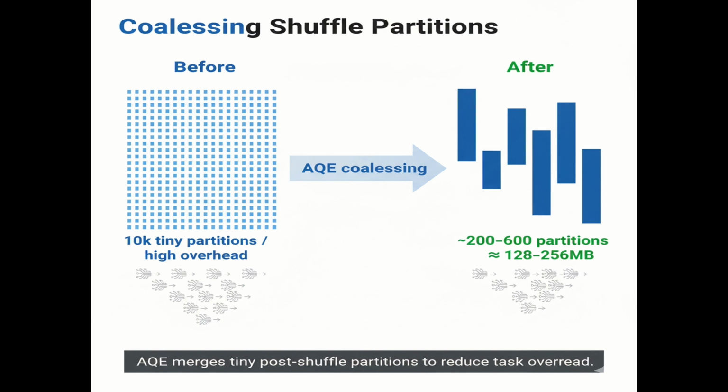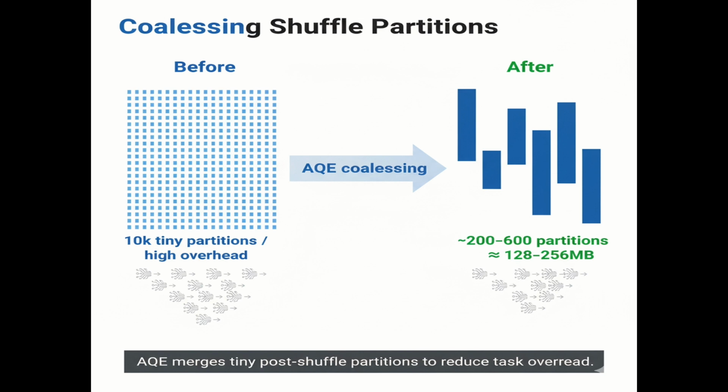Suppose you are doing shuffle partitions. While doing a wide transformation, shuffle partitions happen, and while that happens, it can create too many tiny partitions. Maybe here in the example you can see 10K tiny partitions got created after doing the wide transformation. Okay, then AQE uses coalescing.